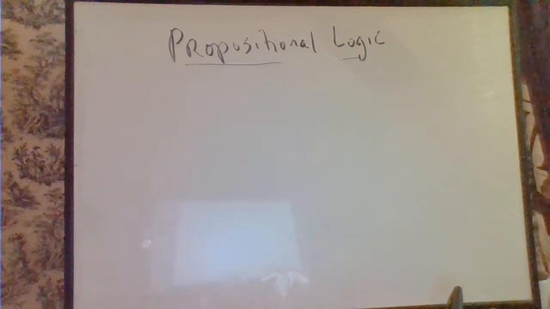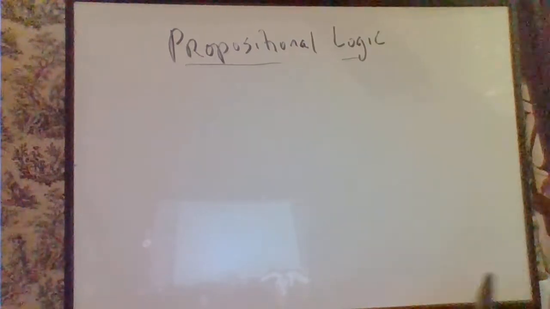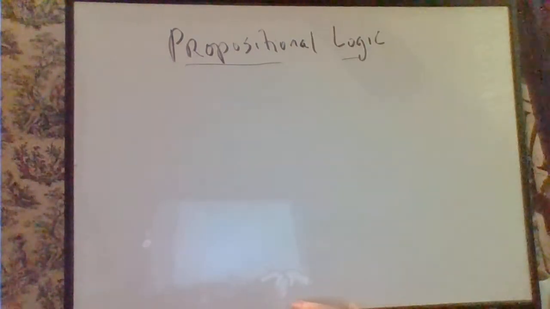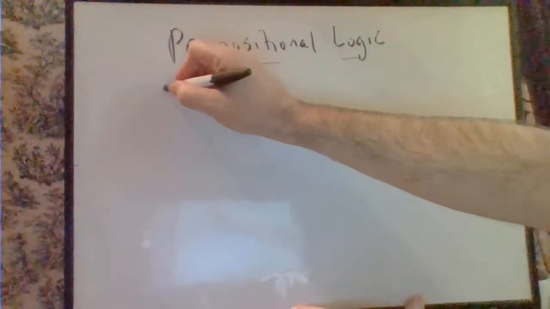Whereas Aristotle's categorical logic was very much grounded in language itself, this one starts to look a little bit more mathematical. Don't let that scare you, it still makes sense, but it does look a little bit more mathematical. Basically, in propositional logic, the first thing that we're going to be concerned with is what's called a simple sentence.